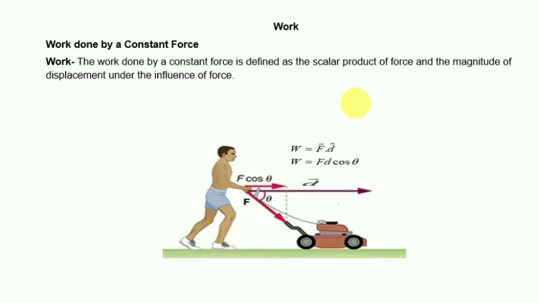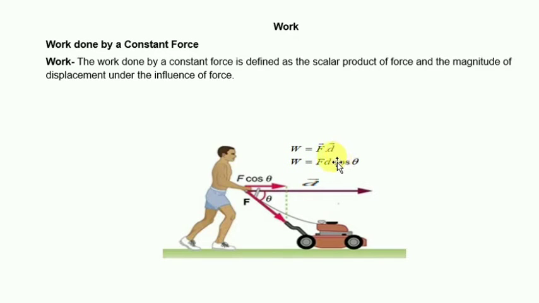This is the best example I have got, a boy providing a constant force to this object. First we will see what work actually is. The work done by a constant force is defined as the scalar product of force and the magnitude of displacement under the influence of force. So it is W equals F dot D.